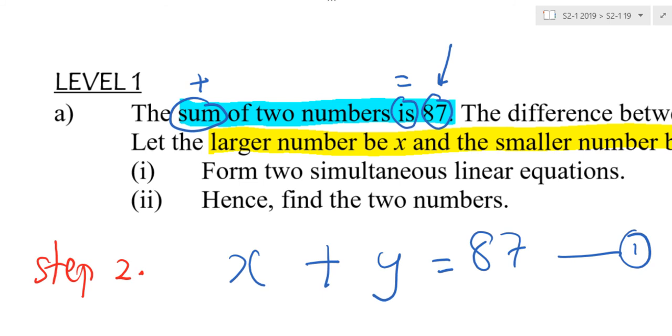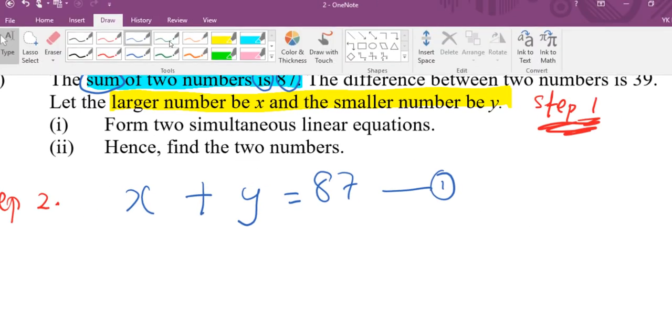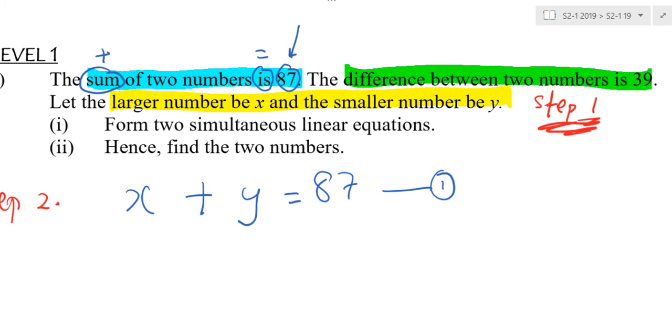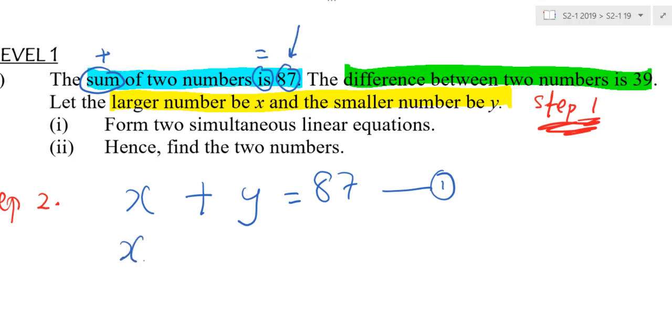So the second equation cannot come from this already. Now let's highlight another sentence. The difference between the two numbers is 39. Don't you write down? I will ask somebody to answer. Let's call out classroom 2-1. Name generator. And go. Danish. So Danish, can you form the second equation? Very good. X minus Y equals 39. This is the second equation.